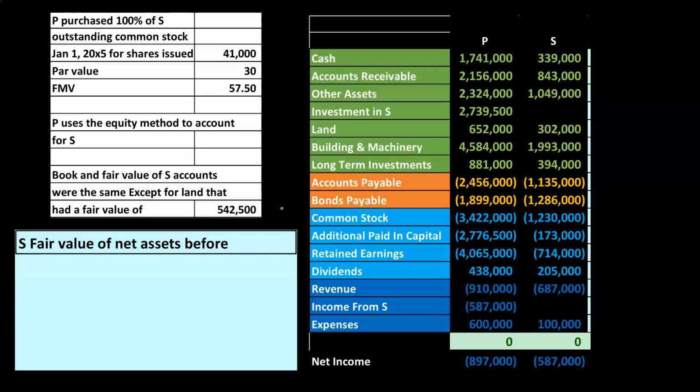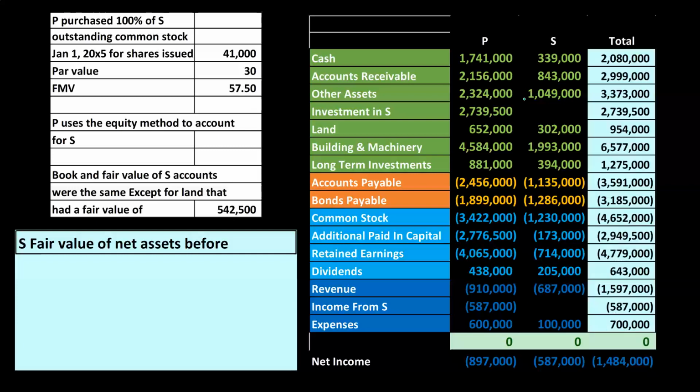Now let's also think about the goodwill. So there's two things we have to think about here. One, was there any difference in book and fair value that we're going to have to be dealing with when we do the consolidation? And two, was there goodwill involved? To think about the goodwill, we can then see our calculation down below. So first of all, I'm going to sum these across. So we're just adding up, this is P's books, this is S's books, we're going to be summing those across. Then of course we'll need to be doing our elimination entries.